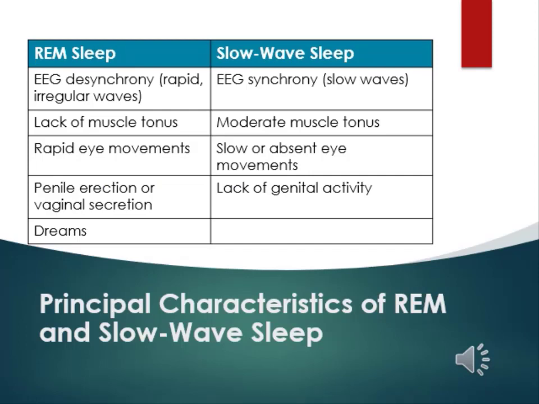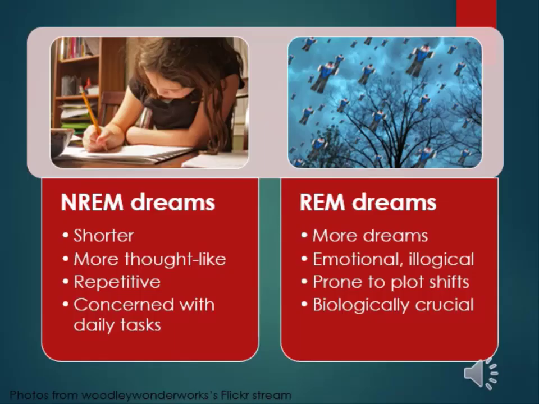As indicated in your reading, REM sleep is marked by EEG desynchronization, or rapid and irregular waves, a lack of muscle tone or semi-paralysis, rapid eye movements, and dreaming, for instance, among other things. It's important to note that dreams occur at other stages of sleep as well as in REM sleep. REM dreams are somewhat different than non-REM dreams.